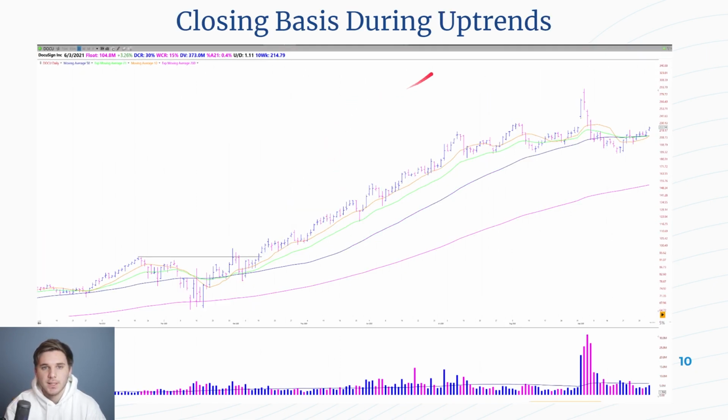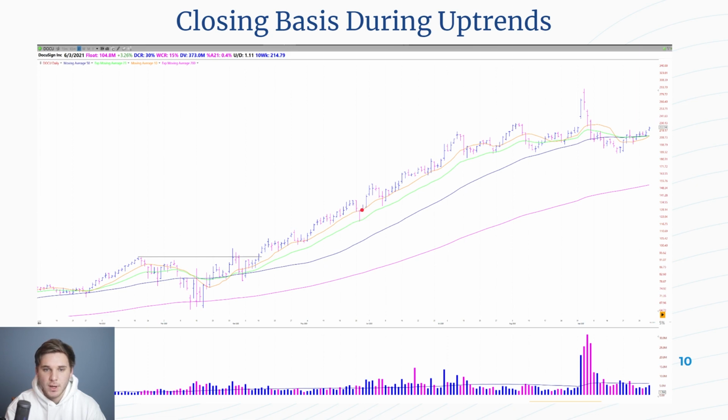Another key point here is, as much as possible during a strong uptrend and bull market, you want to operate on a closing basis when using key moving averages. So here we've got DocuSign in 2020, which broke out of a pseudo cup with handle and basically rode the 10-day all the way from under 100 to over 200. But there were some pretty vicious shakeouts along the way.